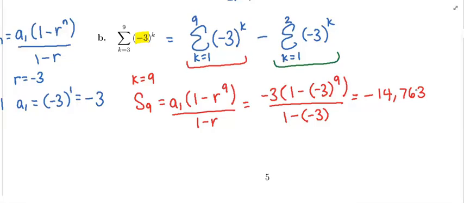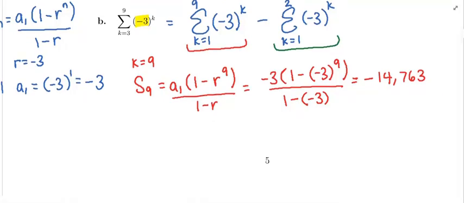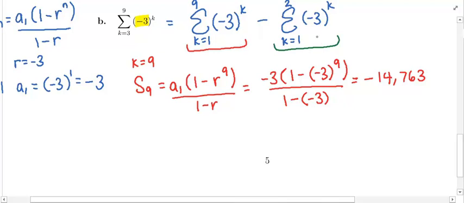Should you be surprised about a negative answer? The answer is no, because remember, you have a negative r value. The signs are alternating between negative and positive. So it's okay to have a negative sum here. Moving on to the other series here, the one in green.